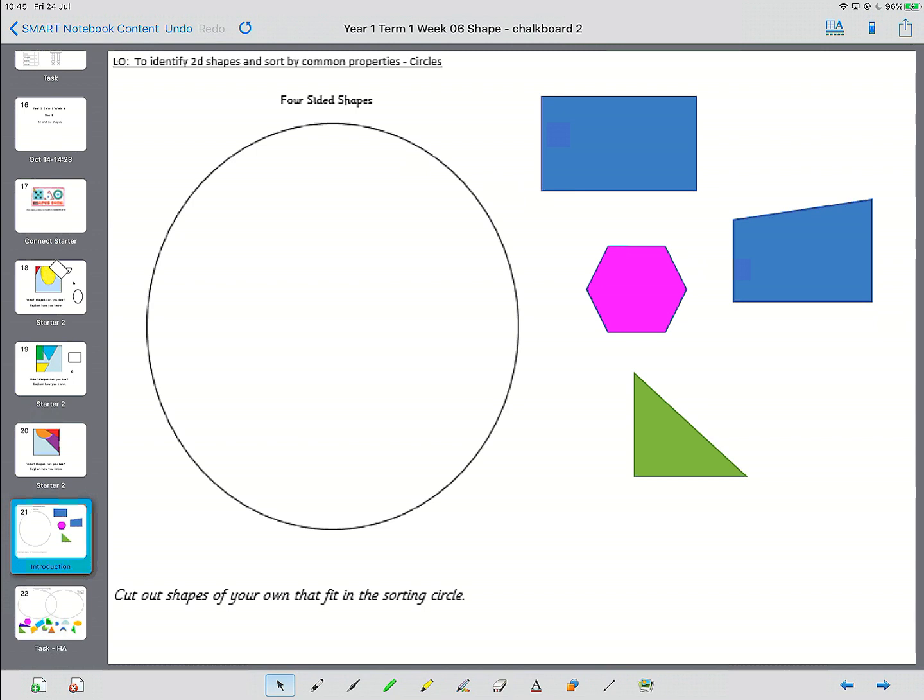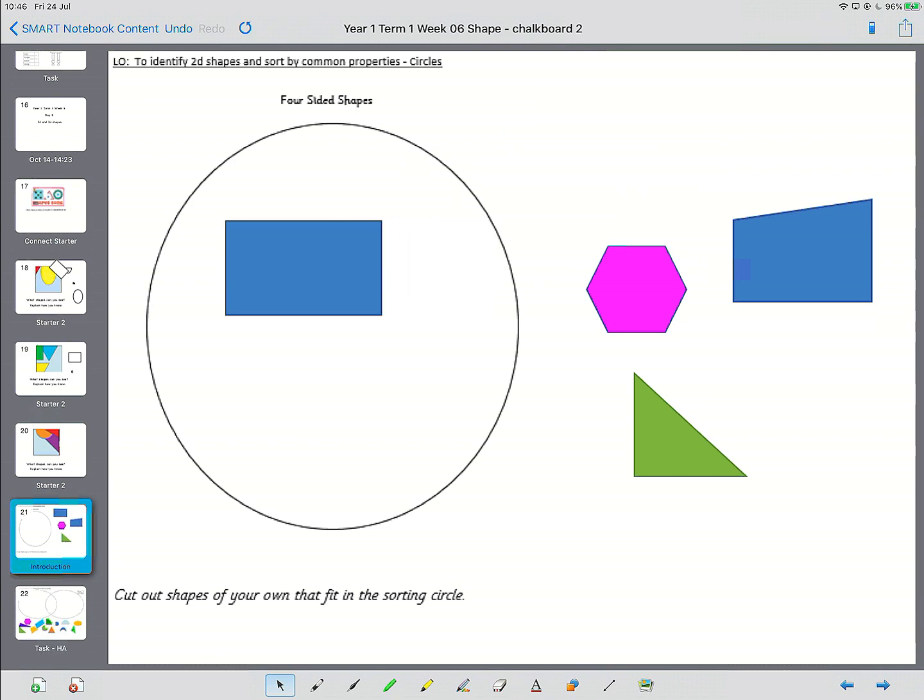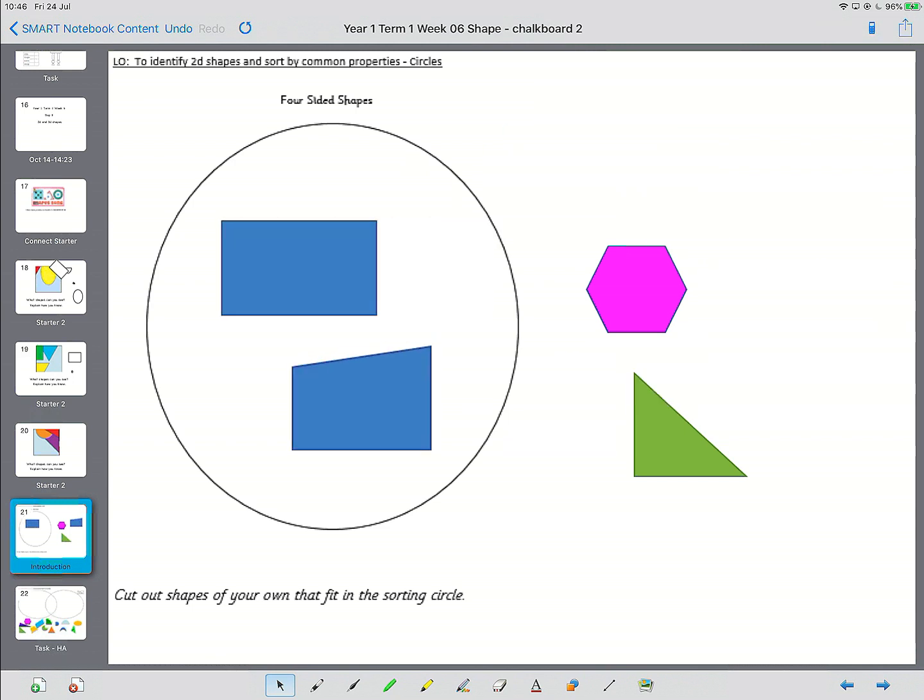But what we're trying to identify here is shapes that have four sides. So can you point to one of the shapes that has four sides? And can you think of any others that have four sides there? Well, I would go with the first one is this blue one. Actually, the second one is also blue. They've both got four sides. One is a rectangle. This other one we call a quadrilateral.